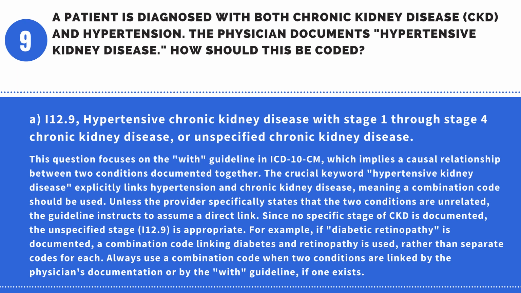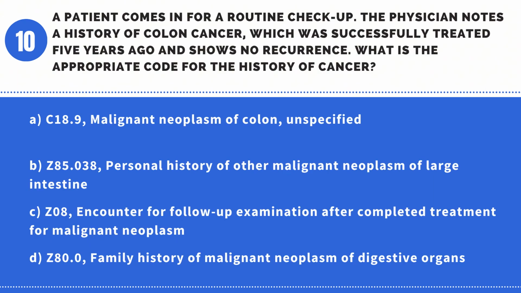For example, if diabetic retinopathy is documented, a combination code linking diabetes and retinopathy is used, rather than separate codes for each. Always use a combination code when two conditions are linked by the physician's documentation or by the "with" guideline if one exists.